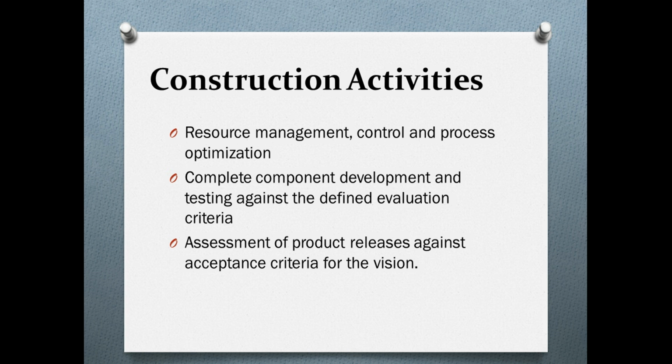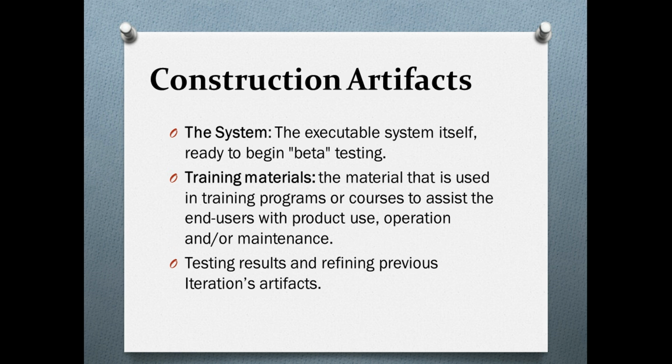Activities: resource management, control process is more about the process, project leaders, and complete component development, testing against the defined evaluation criteria, and assessment of the product release against the acceptance criteria for the vision. Artifacts: the system, the training material. So we are coming with the beta version for testing. First of all, the training materials we are going to come up with. The release materials and the training materials for the users are also prepared by the technical writing team. Testing results, and defining the previous iteration artifacts.